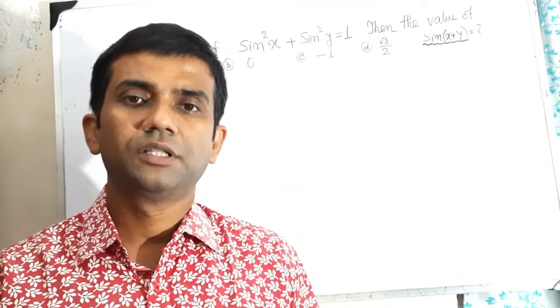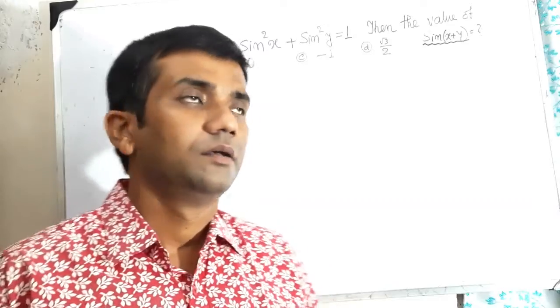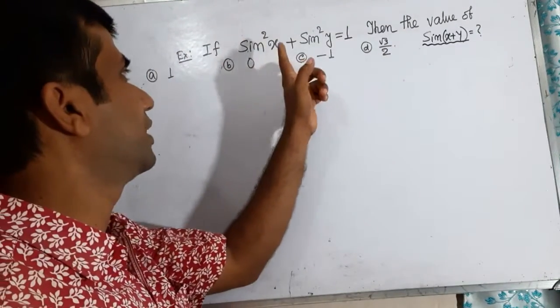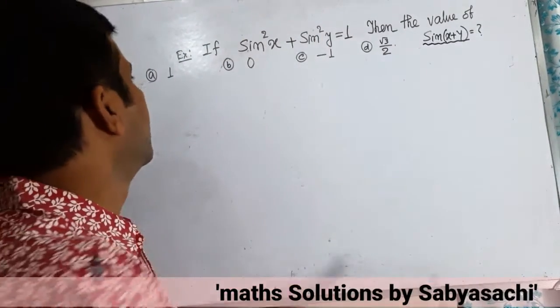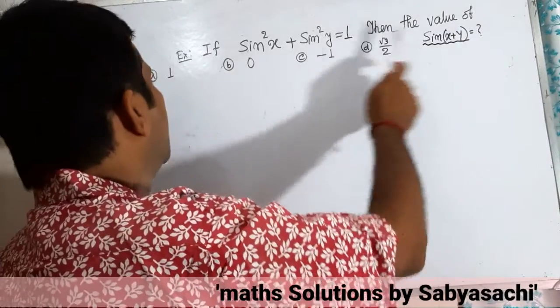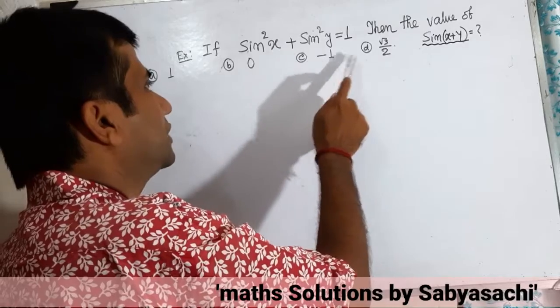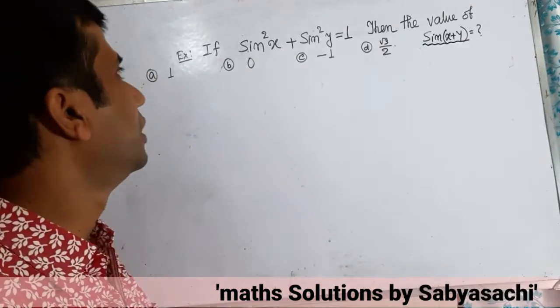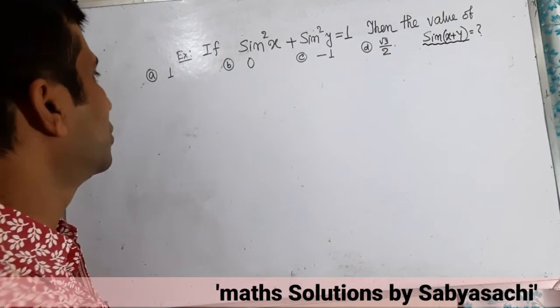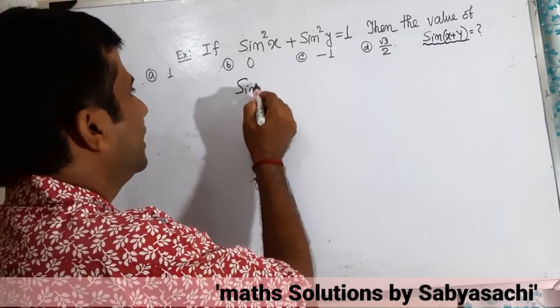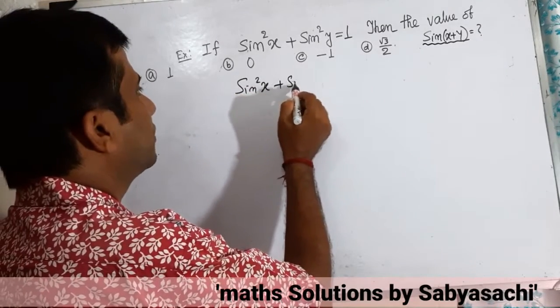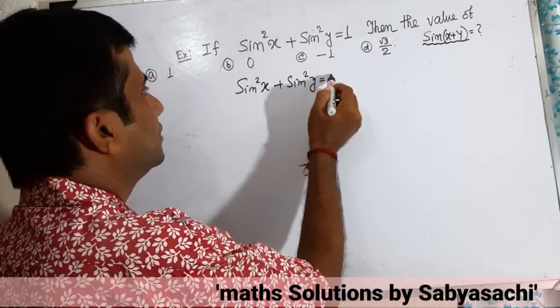We are discussing trigonometric identities. The problem is: if sin square x plus sin square y is equal to 1, then the value of sin(x plus y) is equal to: a) 1, b) 0, c) minus 1, d) root 3 by 2. Then the solution is sin square x plus sin square y is equal to 1.